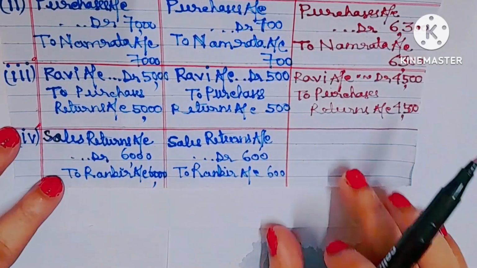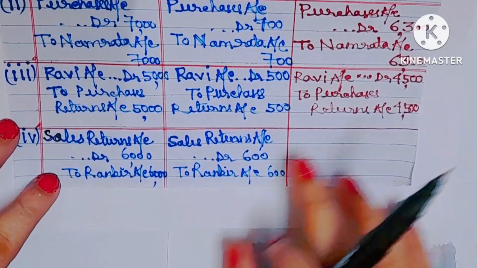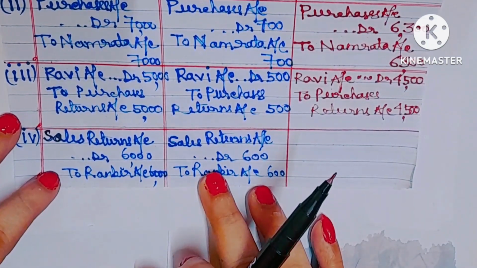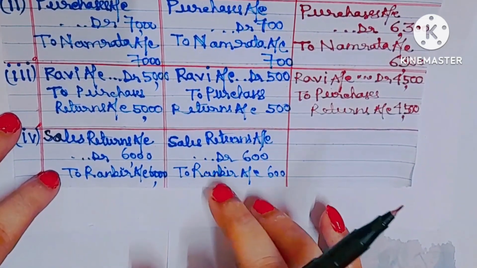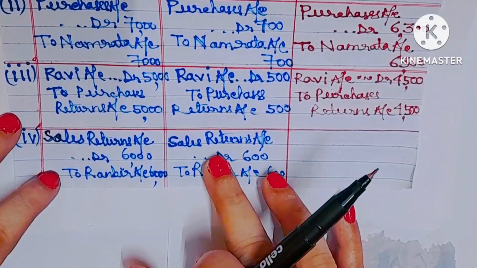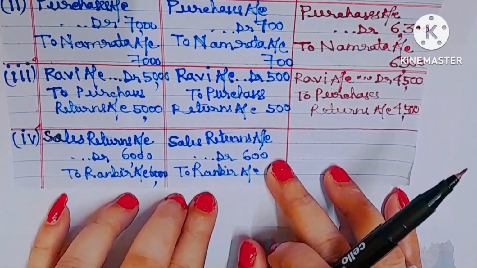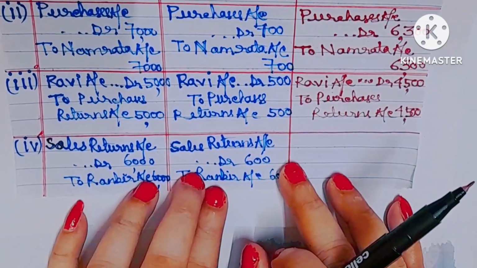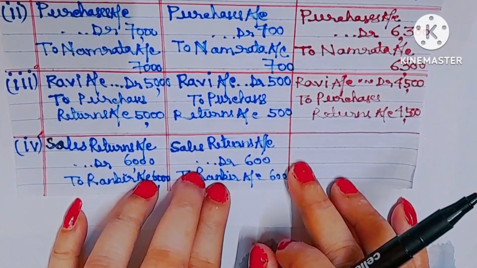Now we have to rectify the wrong entry. So what is the technique? The technique is to compare the correct entry and the wrong entry. So let's see the debit side in the correct entry. Sales returns account debit rupees 6,000. Let's see the debit side in the wrong entry. Sales returns account debit rupees 600. So in the wrong entry, the amount has been recorded less. So what is our job? Our job is to rectify. That is, our job is to increase the amount.